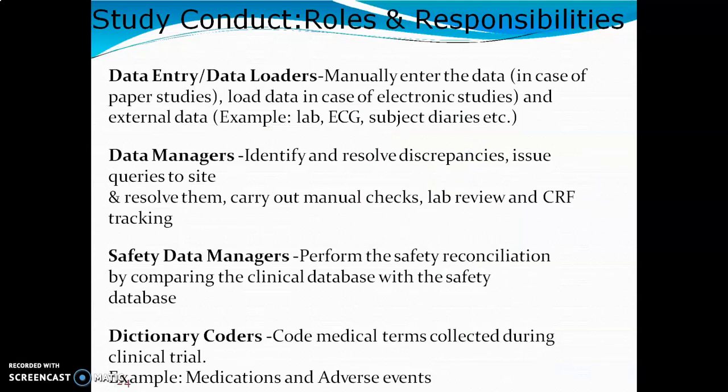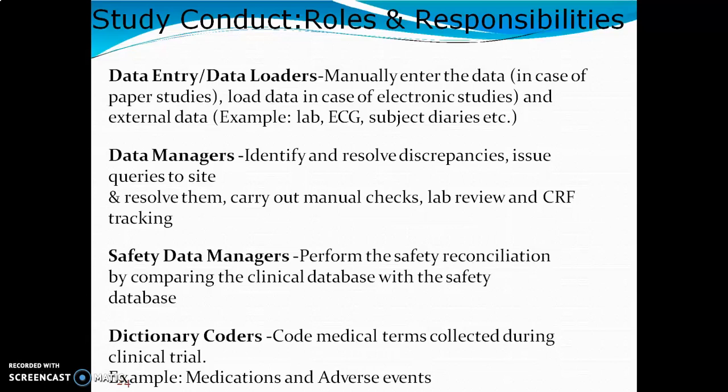So at study conduct time, let us see the roles and responsibilities of each person. We have data entry and data loaders: as I told, if you are entering manually in case sheet files, it is called data entry. Data loading means in electronic studies they are going to enter some external data also. External data is usually lab, ECG reports, even subject diaries it may be. Either it is called the data entry process or data loaders. So overall we got data now.